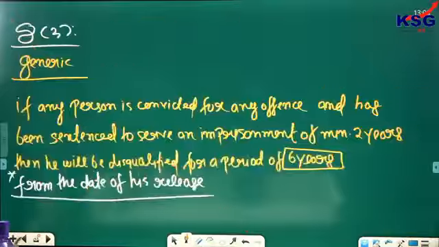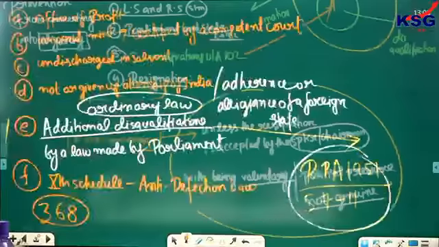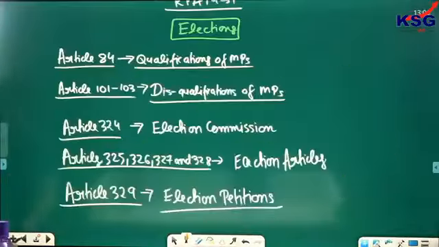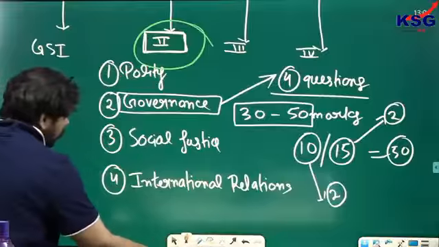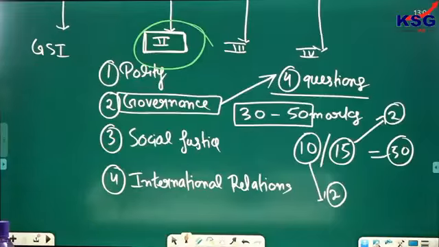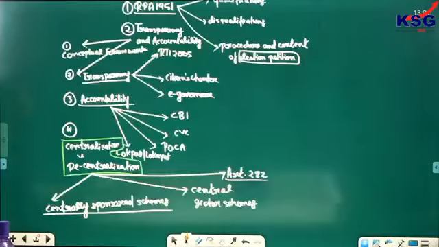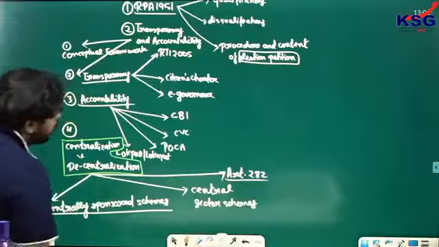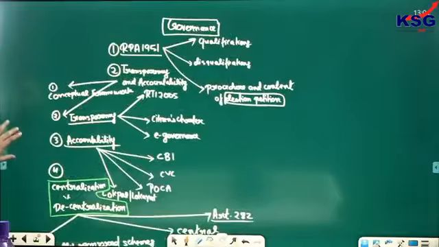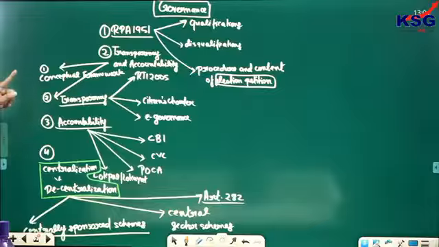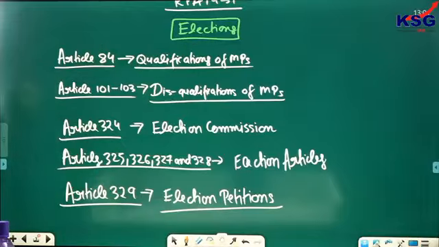Right? Just take a quick revision of what we have covered till now. I'm structuring everything very categorically for you. In the GS paper number 2, you have governance. Governance has 4 questions into it, and the 4 questions here are about 30 to 50 marks which are given. The governance syllabus deals with the RPA 1951, which deals with qualifications, disqualifications, and the procedure and content of election petition.